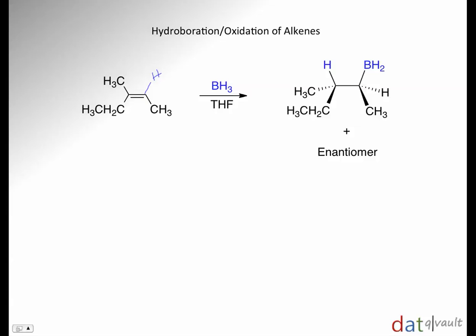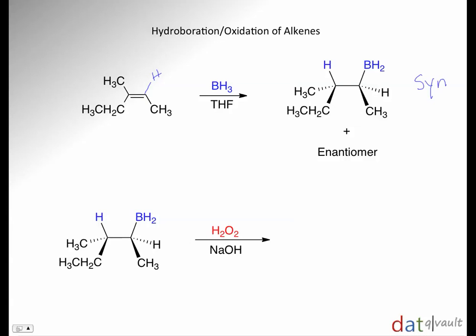Also, notice that the hydrogen and the boron are being added again to the same side of the alkene. So again, this reaction goes by syn addition. We also get the enantiomer from the addition of hydrogen and boron to the opposite side of the alkene. Alright, so the next step is the oxidation step.